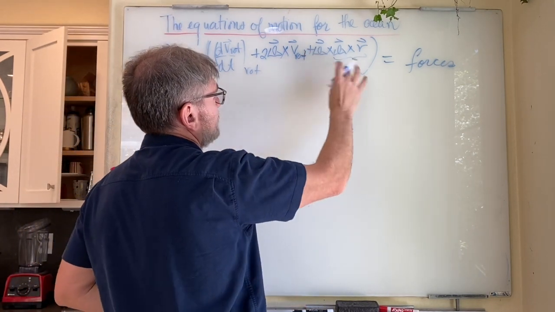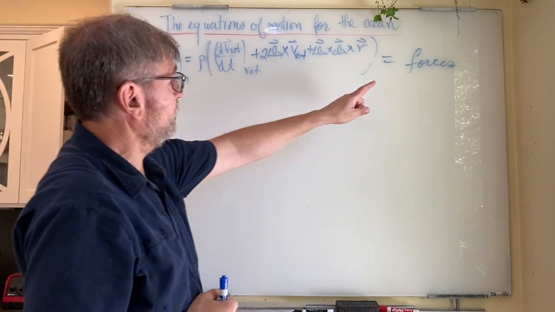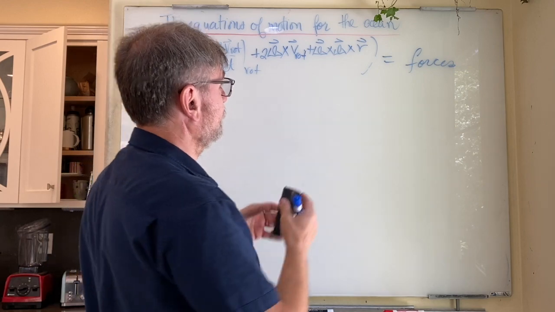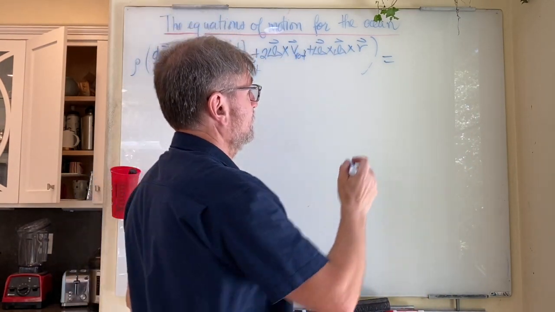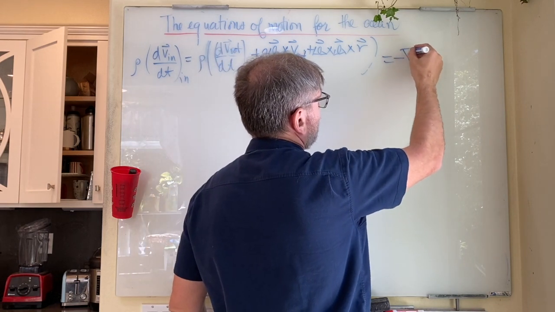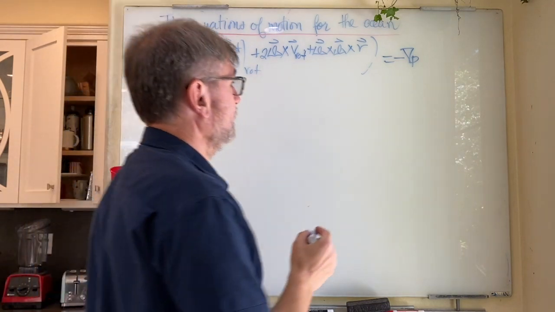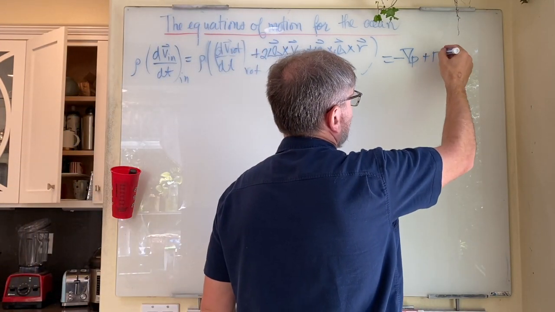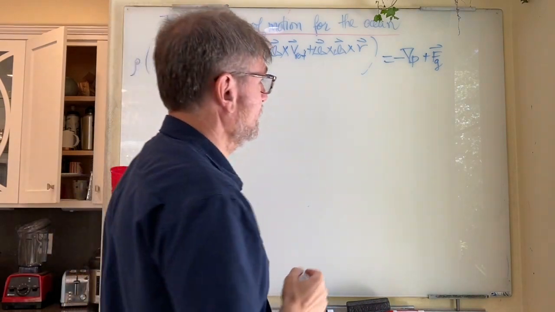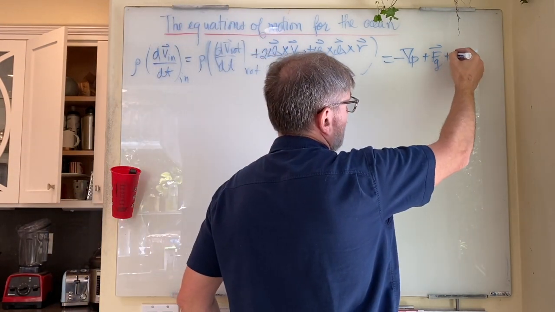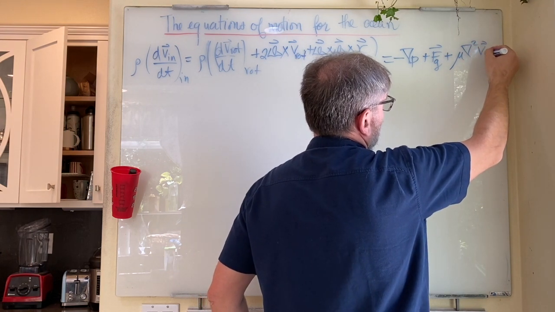Okay, so now what are the forces? We have a few forces that we've learned about already. The first one is the pressure force, which is minus the gradient of the pressure. The other one is the force of gravity, plus F for gravity. And then we have those viscous forces from the unresolved small scale, so plus mu del squared of V in the rotating frame.